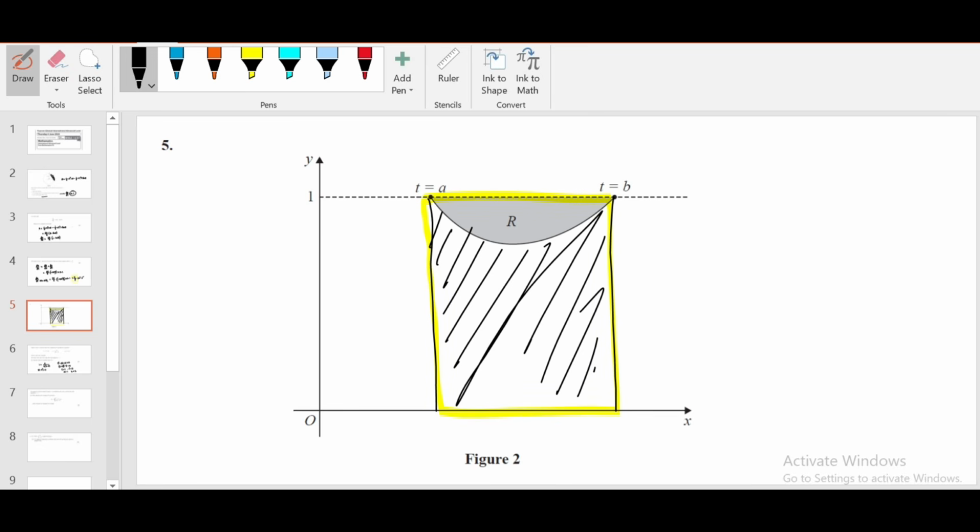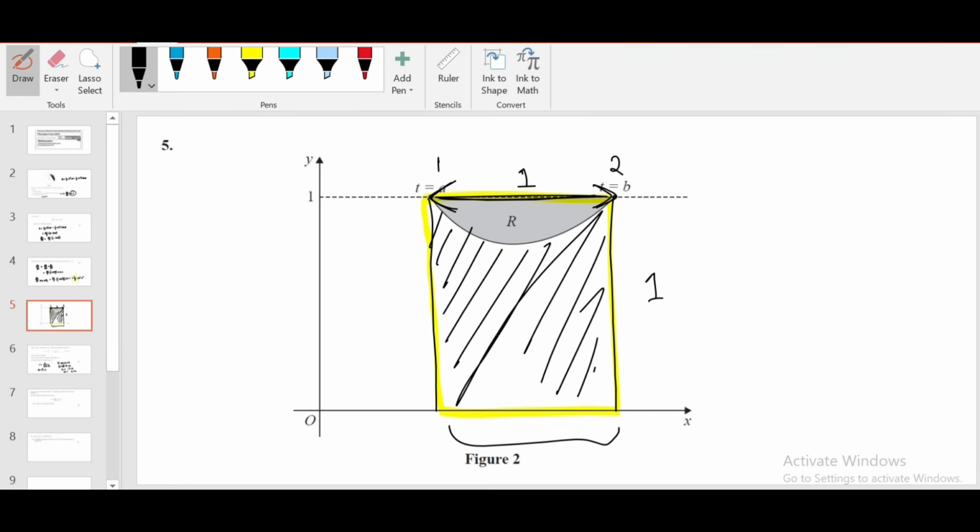The height is 1. How about this distance? What you're not supposed to do, you know the values of A and B, so don't think that 2 minus 1, this length is 1. That's wrong, because those values of A and B are not x coordinates, are not the values of x. They are the values of t, the third variable. So you cannot simply subtract them and find the length of this line from here to here.